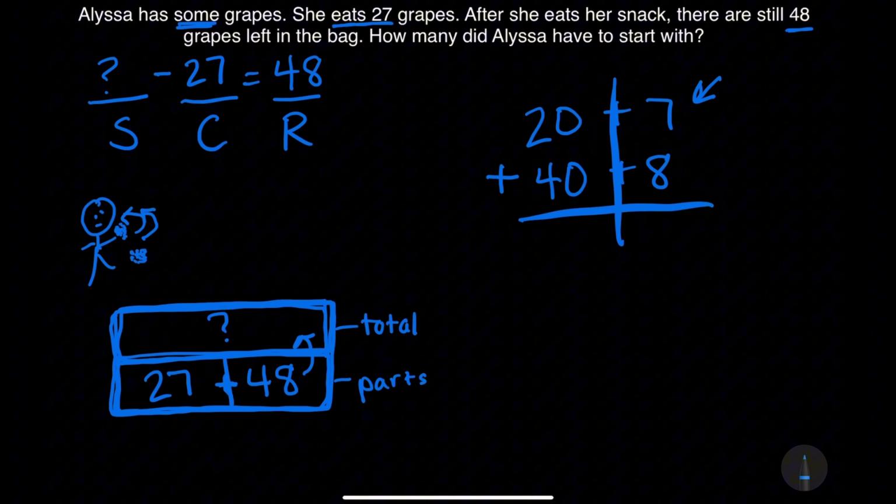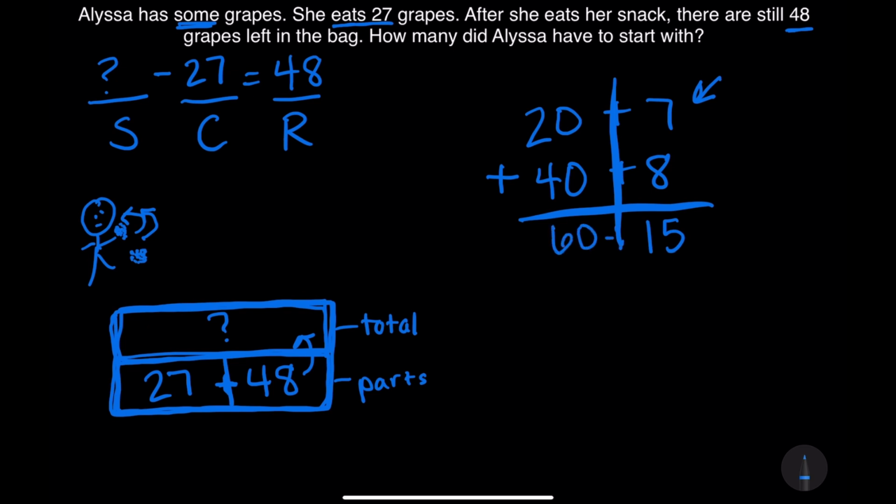7 plus 8. Do you know what 7 plus 8 is? Maybe some of you said 15. I know that 7 plus 7 is 14, so that would be one more. So 7 plus 8 is 15. And then 20 plus 40 equals 60.